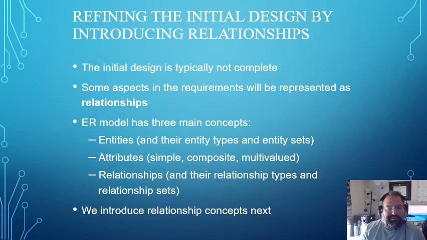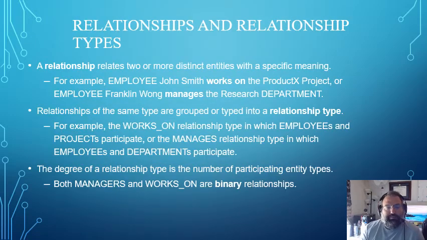Refining the initial design by introducing relationships. The initial design is typically not complete. There's going to be a relationship between the various entities. So in the ER model, there are basically 3 main concepts: entities, attributes, we talked about those 2, and relationships. And the relationships in some ways may be the more important one. We introduce relationships next: relationships and relationship types.